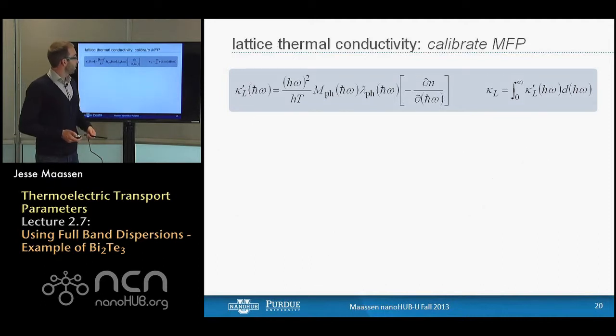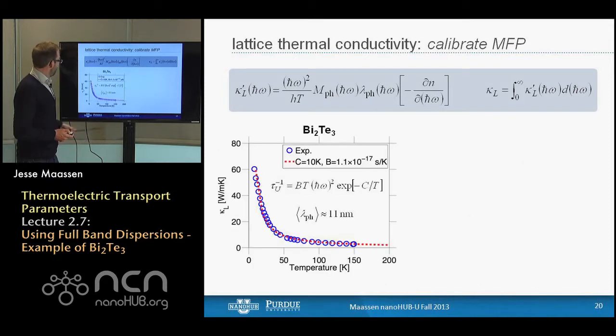Okay, so let's calibrate the mean free path. Here, I show the lattice thermal conductivity versus temperature. The blue markers correspond to experimental data points, and the dashed red line corresponds to theory. In this case, I used a simplified expression for the scattering time, or the scattering rate, using umklapp scattering. That turns out to be enough in this case.